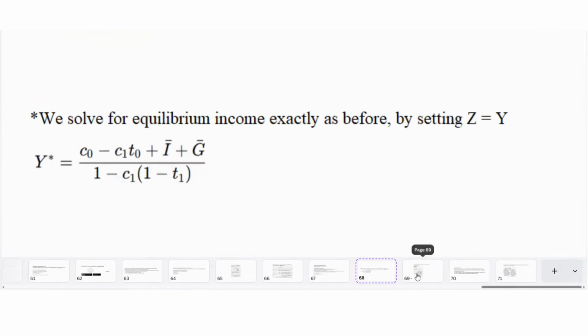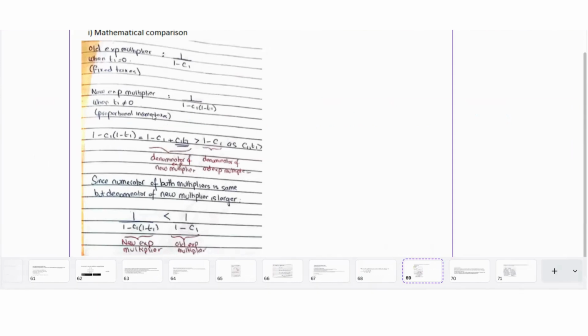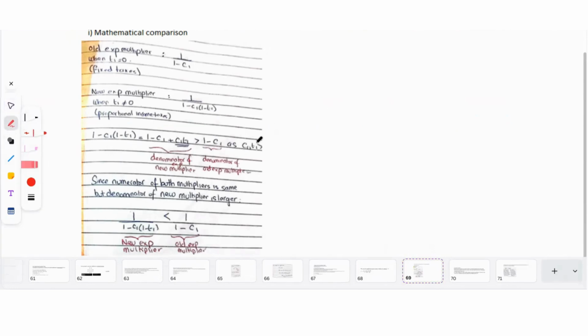But the new expenditure multiplier, when T1 is not equal to 0, is 1 over 1 minus C1 times 1 minus T1. So now let's compare them. If we expand 1 minus C1 times 1 minus T1, this is 1 minus C1 plus C1 T1. This is the denominator of the new multiplier. And this actually turns out to be greater than the denominator of our old expenditure multiplier, because C1 and T1 are both positive, so they're both greater than 0.